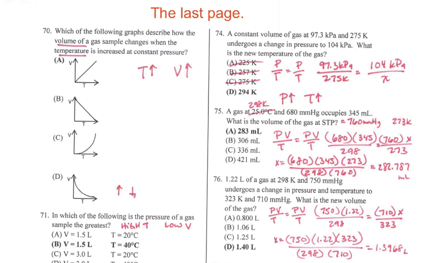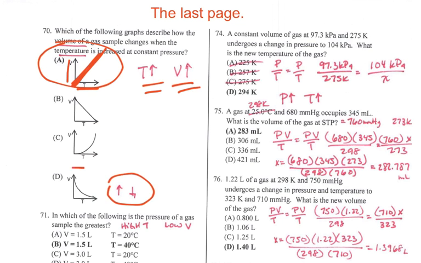Okay, question 70. Which of the following graphs describe how the volume of the gas sample changes with temperature? Volume and temperature, they both go up and down together. So we know that that's directly proportional, and this is what the graph would look like. If one goes up, then the other goes up, so we get a straight line graph like this. Okay, the other situation, if you had it inversely proportional, it would look like this one. So the answer is A.